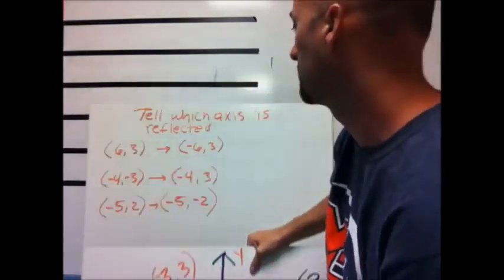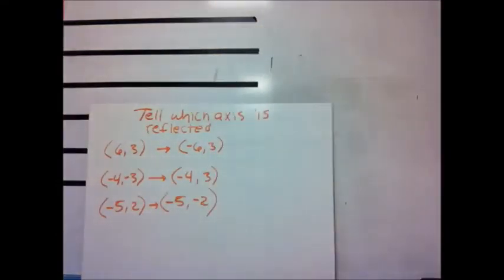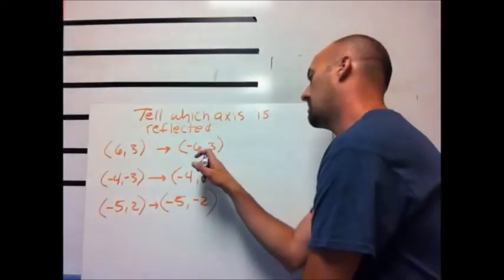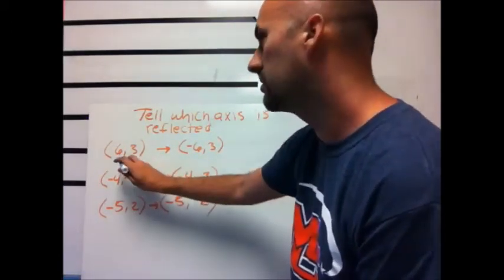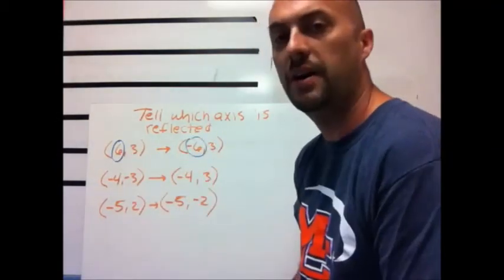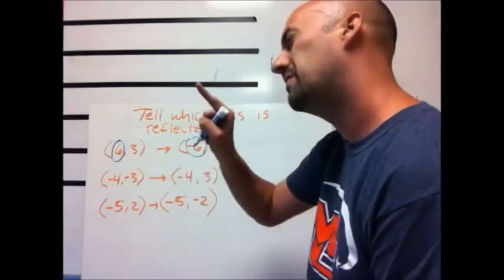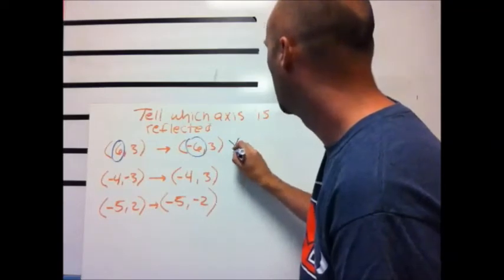Let's put that into practice here. Tell which axis is reflected. So you'll notice that I have the first ordered pair there, 6, 3, and then my reflected ordered pair is -6, 3. Now, what I notice that has changed is my x value. Notice that I have the opposite. This is still the same.